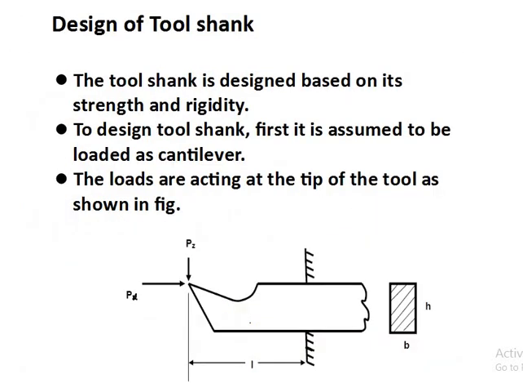So let us discuss the design of the tool shank. The tool shank can be designed based on its strength and rigidity. To design the tool shank, first we have to assume the tool is loaded as a cantilever. The loads are acting at the tip of the tool as shown in the figure. So there will be a vertical force and there will be horizontal forces.